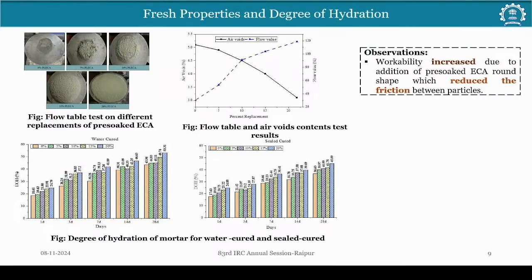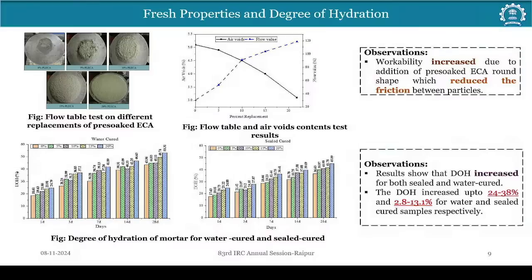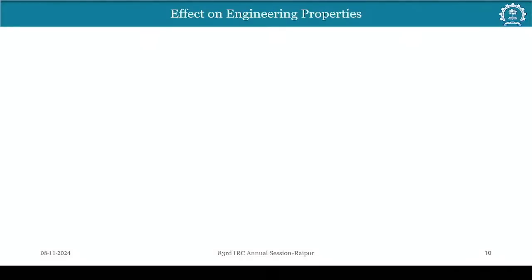Then we could see that for both water curing and seal curing, the degree of hydration increased compared to the control concrete mixture without internal curing. The results show that the degree of hydration increased for both sealed and water cured, up to 24.38% for water cured when we replaced with different percentages of ECA. For seal curing also, an increase of 2.8 to 13.1% was observed.